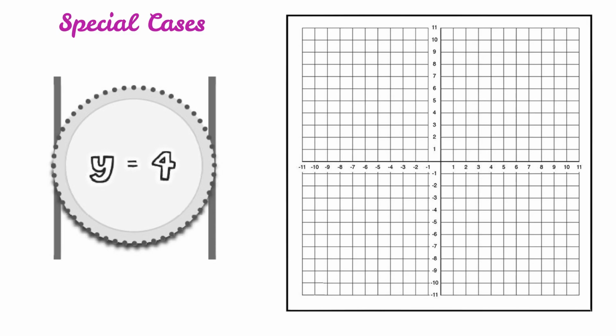This last special case is y is equal to 4. There's no x in the equation. So we're going to look at 4, y is equal to 4, which means y is equal to 4 throughout the entire graph. And that is the line of our equation. It's a horizontal line. When you see y is equal to just a constant, it means the line is horizontal.